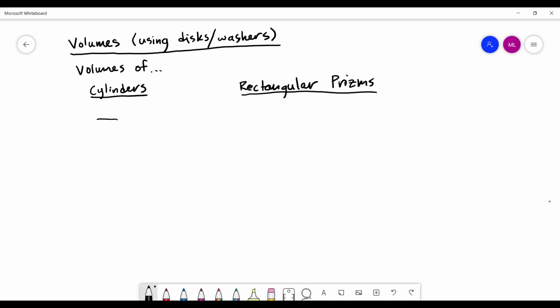For a cylinder, our shape looks like this. And you can imagine the back of the bottom that we can't see. I'm going to make the top and the bottom be circles of radius r, and I'm going to say that this distance right here is a height of h. And for this type of object, the volume is going to be equal to pi r squared times h. Essentially, all we need to do is take the area of the base, which is pi r squared, the area of the circular base, and multiply it by the height.